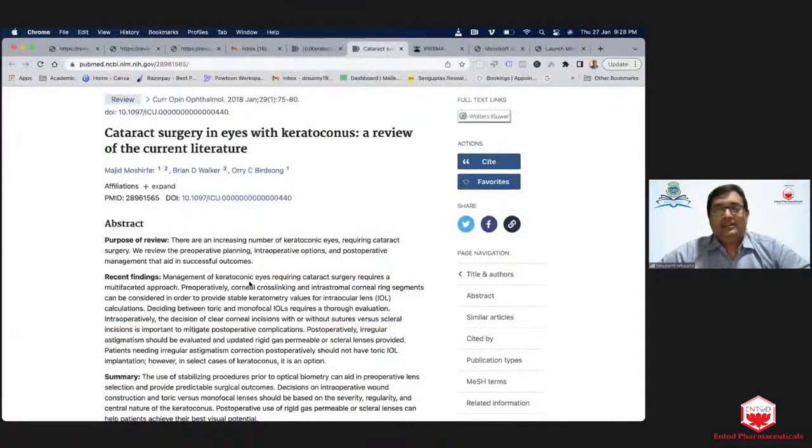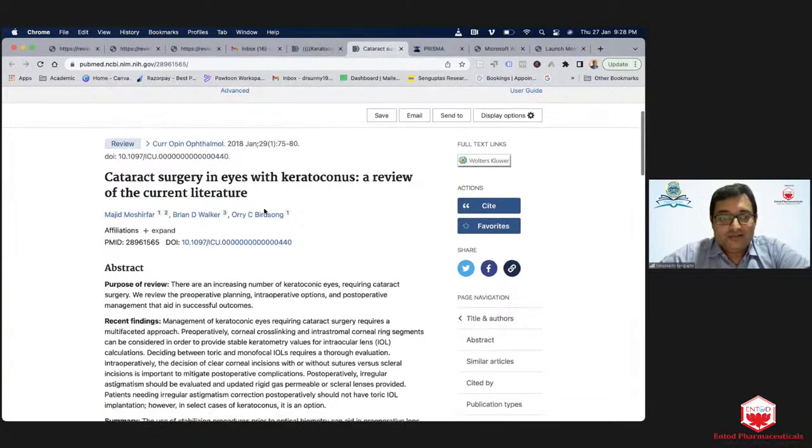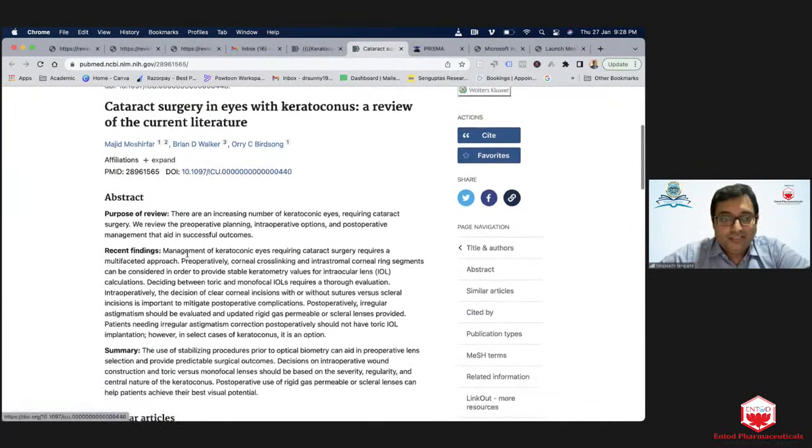So this is a review on cataract surgery in eyes with keratoconus. Here what they say is, preoperatively, and this is basically what all of you have been discussing, corneal cross-linking and intrastromal corneal ring segments can be considered in order to provide stable keratometry values for intraocular lens calculations.